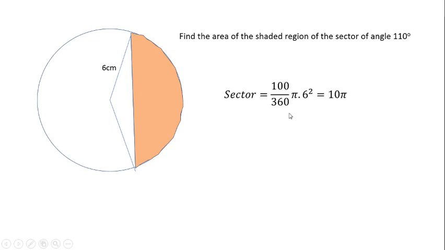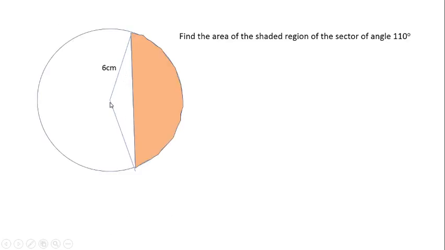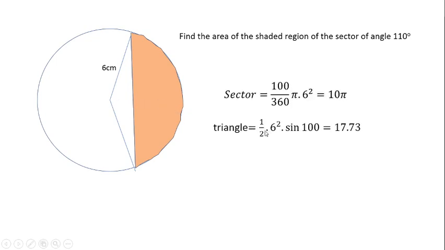So the sector area is 100 over 360. That's meant to be 100 actually, not 110. I do apologise. The area of a circle is pi r squared, and we've got 100 degrees of the 360, so that's just the proportion, so that is 10 pi. The area of the triangle, we can use our newfound knowledge of a half AB sine theta, and A and B are both 6 in this case, so half times 6 squared times sine of 100, which is 17.7. So the shaded area is 10 pi, take away 17.7, which in this case is 13.69 centimeters squared. All these are centimeters squared.